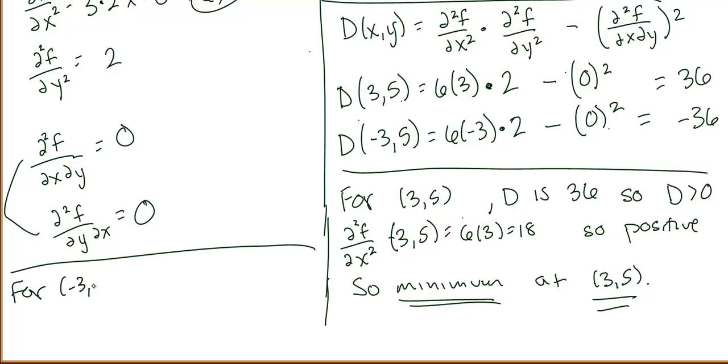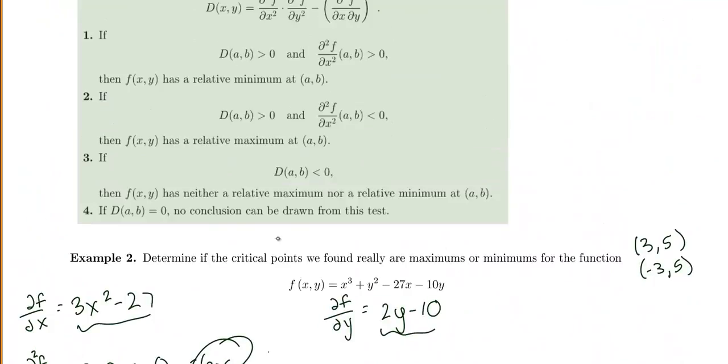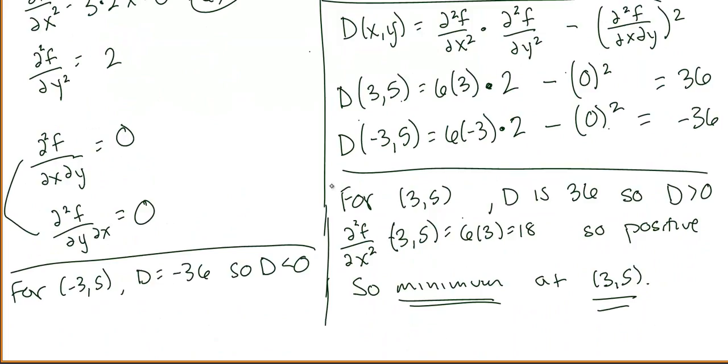For (-3, 5), D equals negative 36, so D is less than 0. So come back up to our chart. If D is less than 0, it has neither a max nor a min. So it's just nothing.